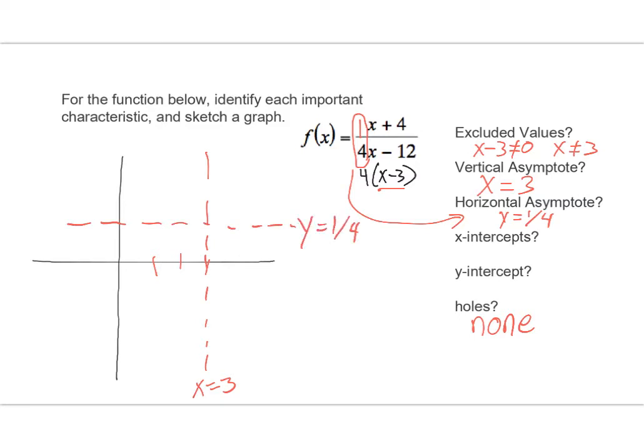X-intercepts, whatever the top would be 0, so x plus 4 is equal to 0. That gets us x equals negative 4. So I'm going to put that on here. And then we're looking for a y-intercept. I'm going to plug 0 in for x. We get 0 plus 4 on the top, and we've got 4 times 0 is 0 minus 12 on the bottom. That gets us negative 1/3.